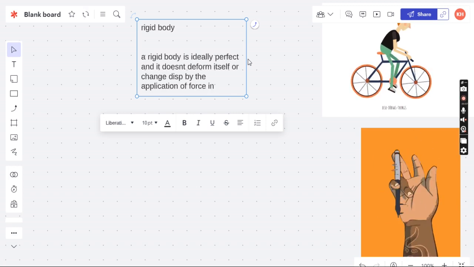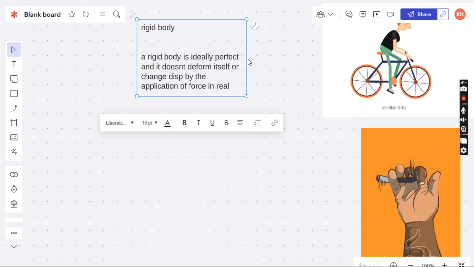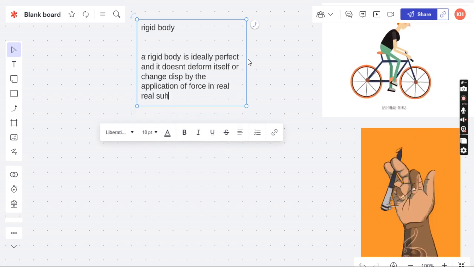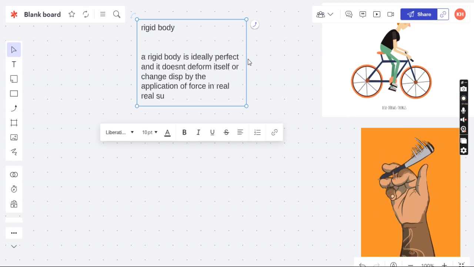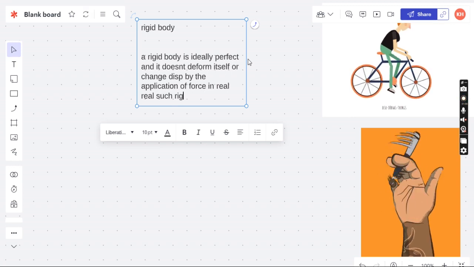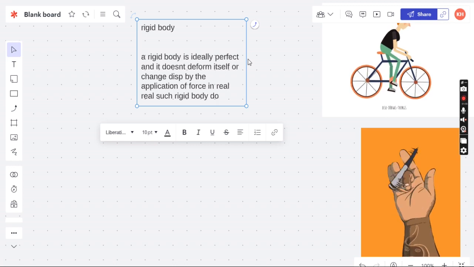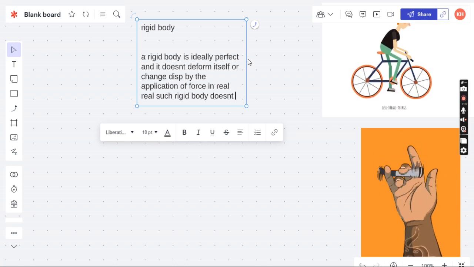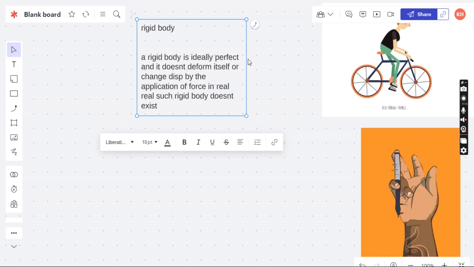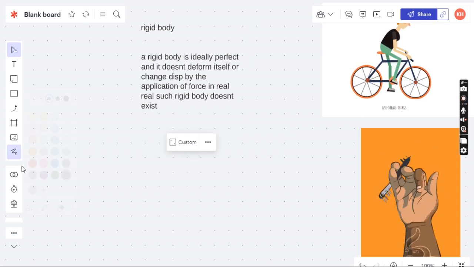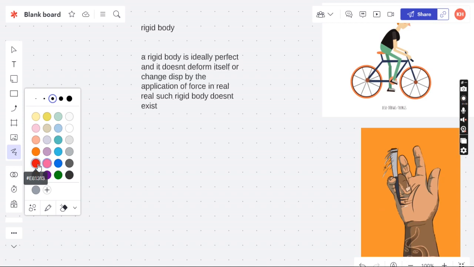In reality, such a rigid body, such a sort of rigid body, does not exist. Okay, so let's take an example to support what I have said.